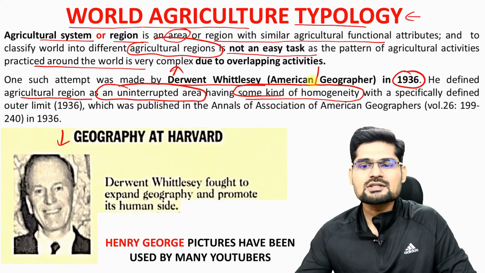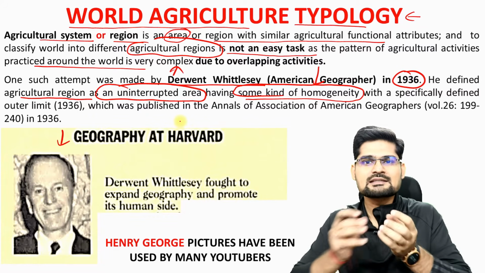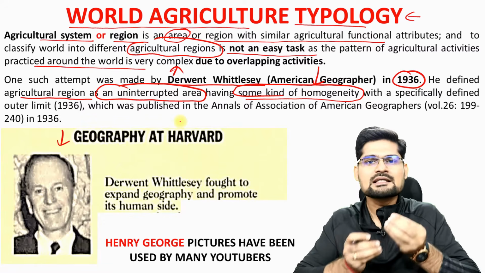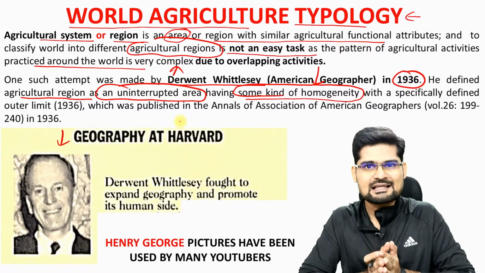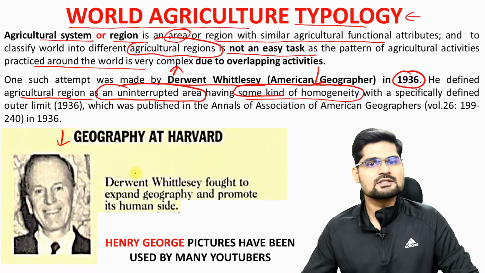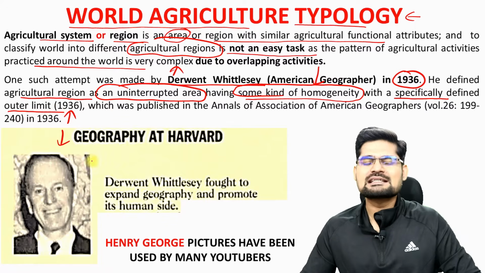Remember, in regional geography, homogeneity is the basic principle. Homogeneous means it's equal all around or it is unique from outside. So homogeneous is similarity basis. That is the basic principle of regional geography, and with a specifically defined outer limit was his basic definition.